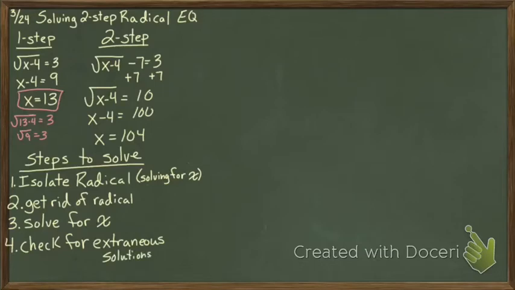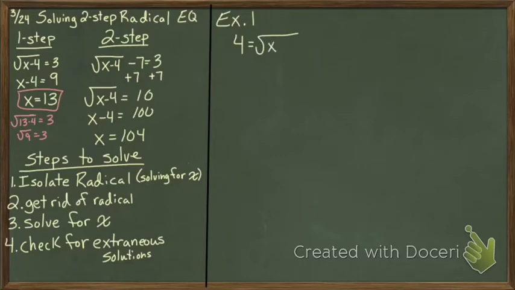So, let's go through a couple examples here. Let me kind of divide my board. There we go. Okay. So example 1, we're going to solve for x. In this equation, 4 equals the square root of x minus 7 plus 2.